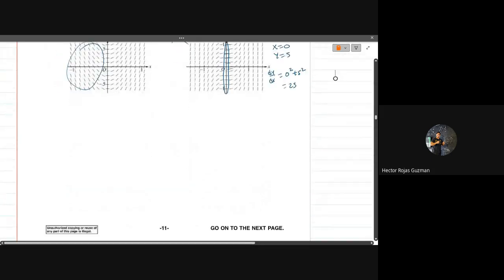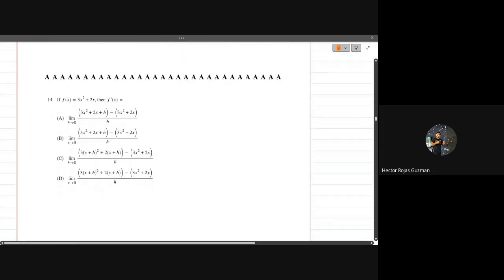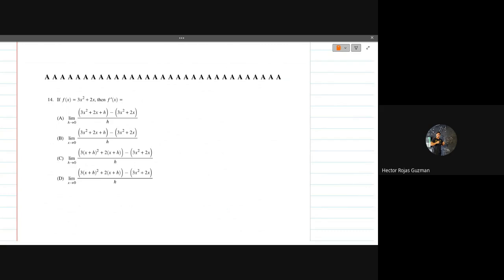Okay, number 14. Find the derivative. But we're not actually looking for the derivative. We're just trying to set it up using the definition. And the definition of the derivative is the limit as h approaches 0 of f of x plus h minus f of x over h. And if you know your definition, you can automatically cross off B and D because they'll say the limit as x approaches 0.